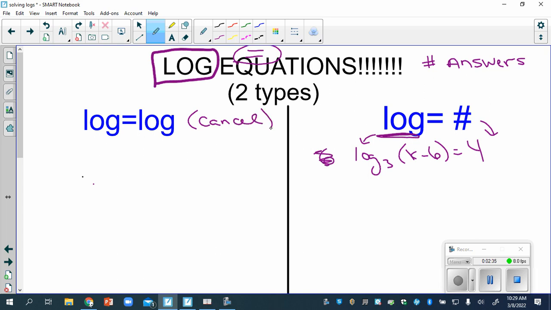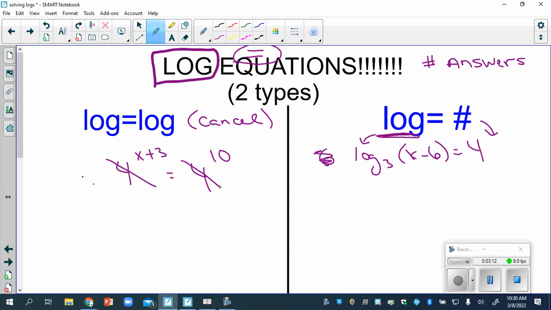Okay, now, don't write, just watch. Remember, way back like 2 weeks ago, 3 weeks ago, we did this. 4 to the x plus 3 equals 4 to the 10. And we said, if the bases are the same, we got to cancel them. Does that make sense? Well, remember, logs and exponents are related. They're like cousins, right? So the same thing happens when you have a log on one side and a log on the other. We love these because you can just cancel them.